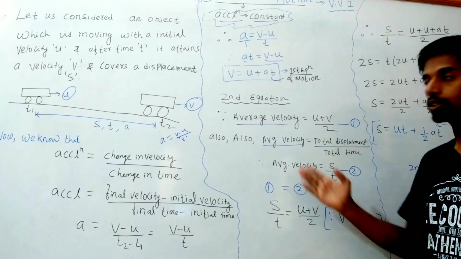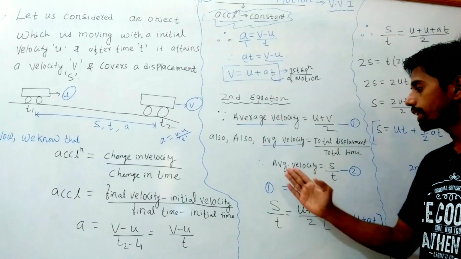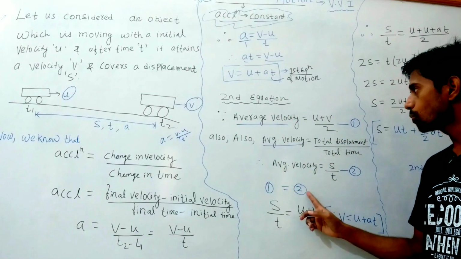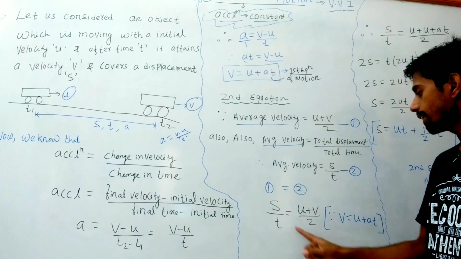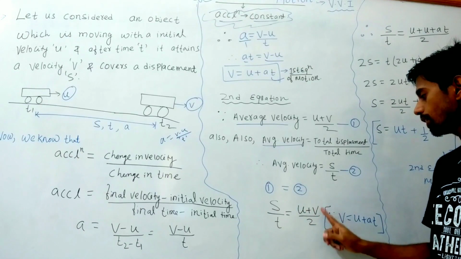Both are equal because both are what? Average velocity. That's why we can write 1 is equal to 2, and s by t is equal to, if we equate, we will get s by t is equal to (u plus v) upon 2.